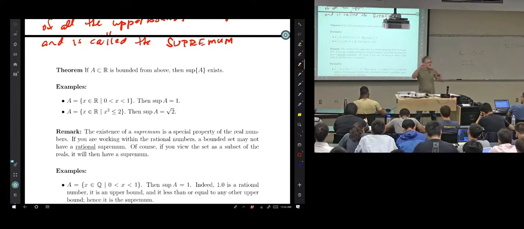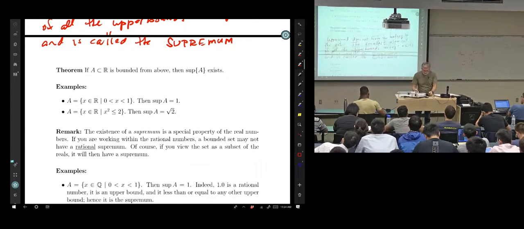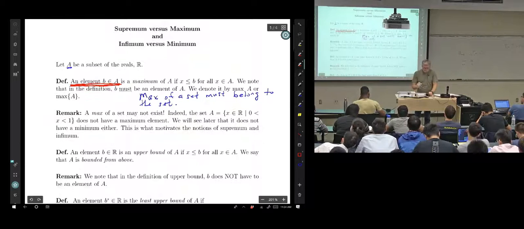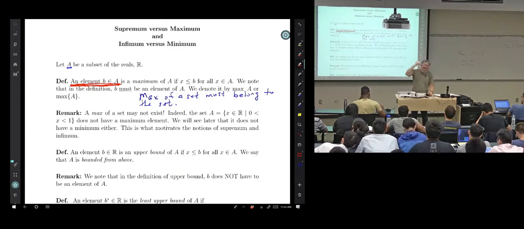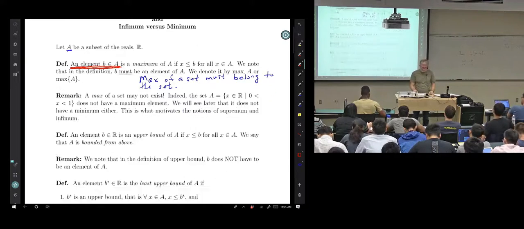So I think the concepts are fairly straightforward, but you need to go through and read the handout. And as long as you notice max have to be in the sets, but supremums don't, that's the whole difference. Minimums have to be in the set, infimums do not.